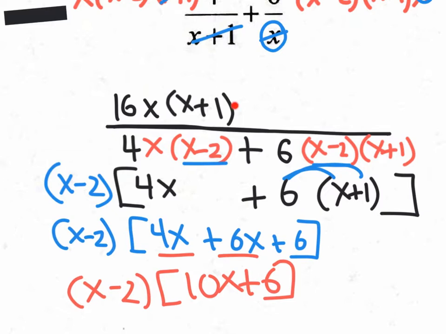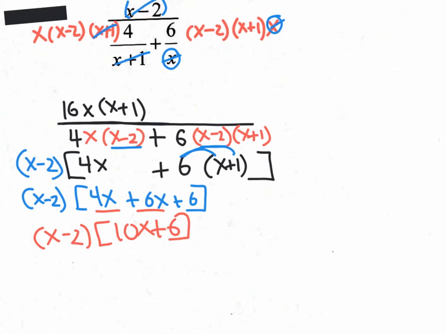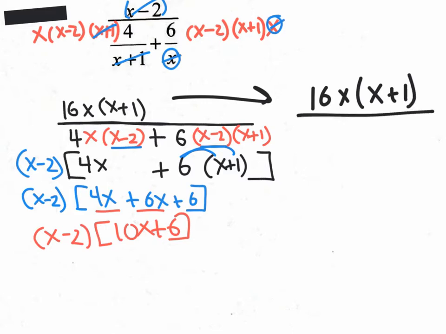And what do we have on top? We have a 16x times x plus 1. So this one is really ugly. I apologize. Let me rewrite what I have left. Up on top, I have a 16x times x plus 1. And on the bottom, I have x minus 2 left over. So I'm going to write that down, x minus 2.